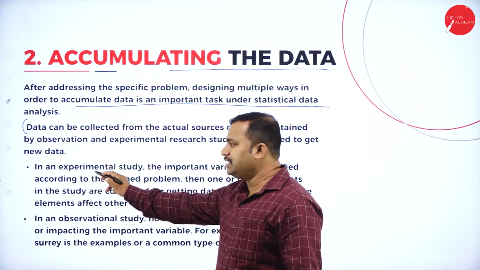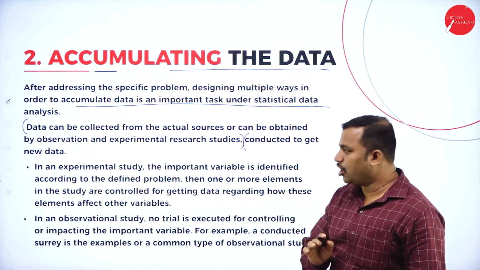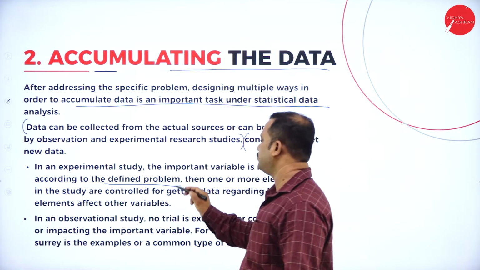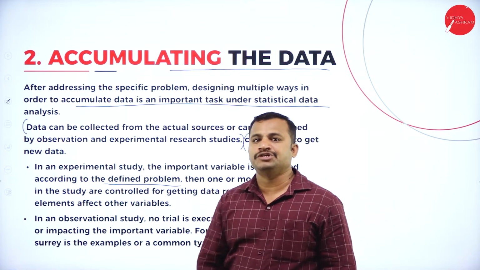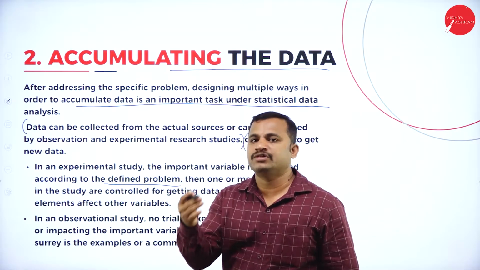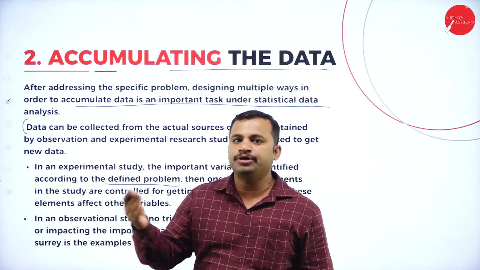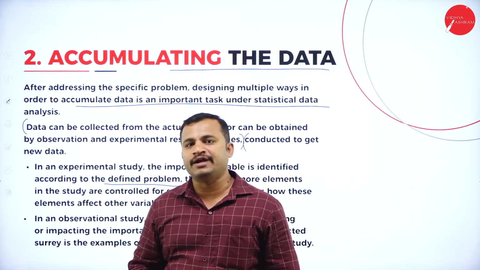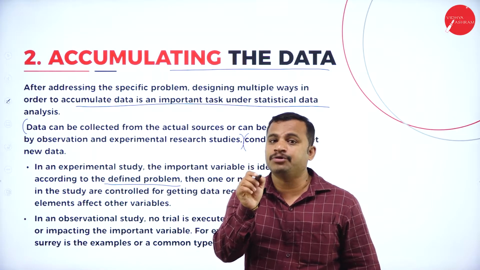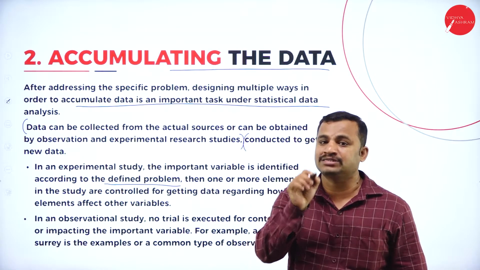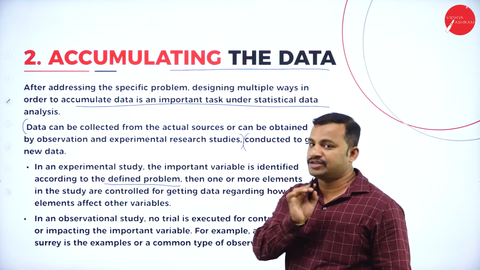In the experimental data study, the important variable is identified according to the defined problem. For example, if I consider standard deviation or any problem with a statistical data item, whether it may be a frequency distribution on grouped data items or an ungrouped set of data items, then what is the standard deviation of that? The important attribute or parameter considered there is standard deviation. So that is the important thing we need to identify first.